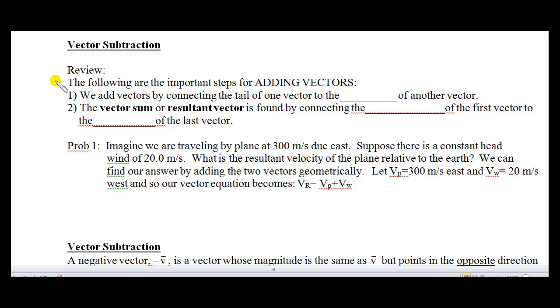Before we do that, let's do a little bit of review. Fill in the blanks for these two steps for vector addition, and then see if you can solve this problem in which we apply those two rules.